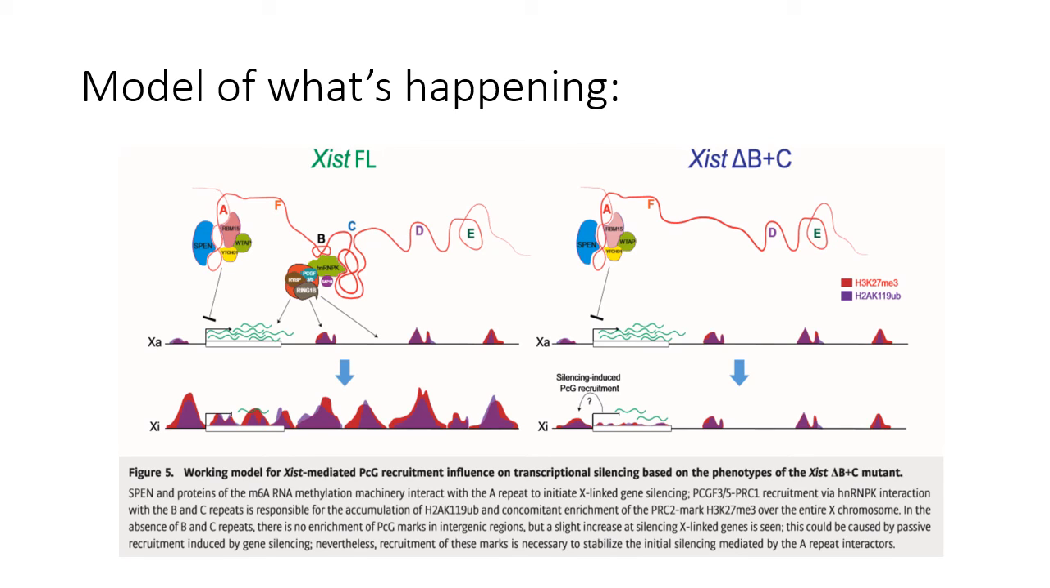In the absence of the BC region, those marks are not formed because the protein complexes can't bind, because their binding sites are missing from the Xist. As a result, you're not able to repress. You're not able to establish repressive marks across the length of the X.